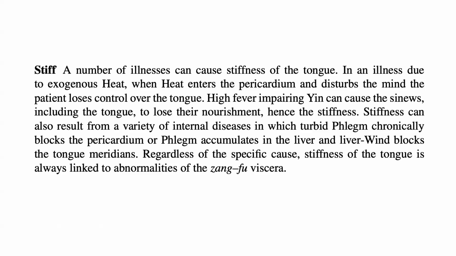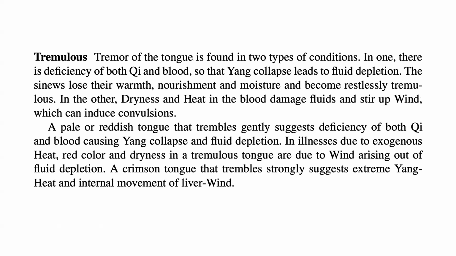stiffness. Stiffness can also result from a variety of internal diseases in which turbid phlegm chronically blocks the pericardium or phlegm accumulates in the liver and liver wind blocks the tongue meridians. Regardless of the specific cause, stiffness of the tongue is always linked to abnormalities of the Zangfu viscera.